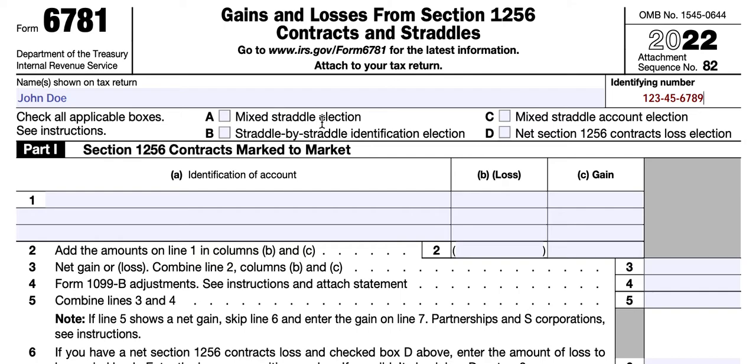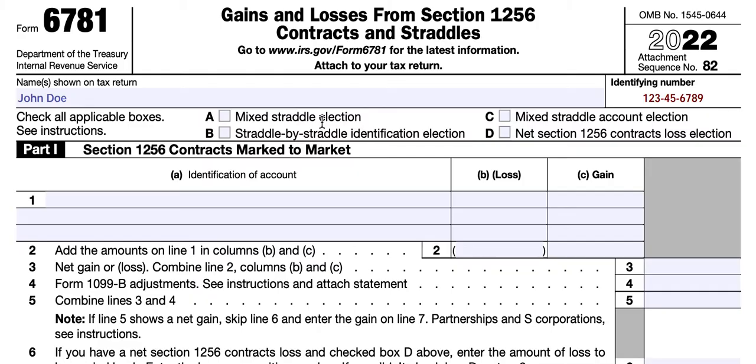In box D, this is the net section 1256 contracts loss election. So if you do have a net loss for the current tax year, you can elect to carry it back up to 3 tax years. However, corporations, partnerships, estates, and trusts are not eligible to make this election.